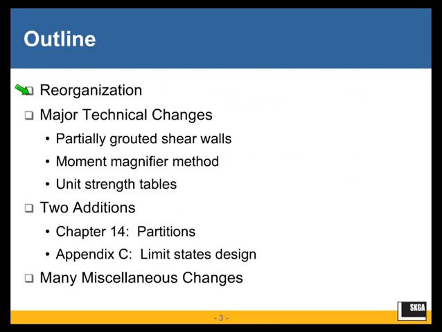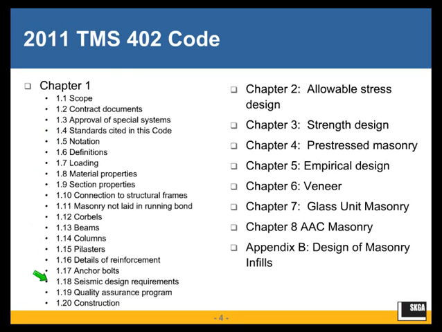Here's the outline of the talk. It was a little reorganization, not to the extent that ACI 318 did, but we'll look at that. We'll look at some of the major technical changes. There's three that I really want to highlight: partially grouted shear walls, the moment magnifier method, and unit strength tables. It's a couple additions, and then many miscellaneous changes that we will look at.